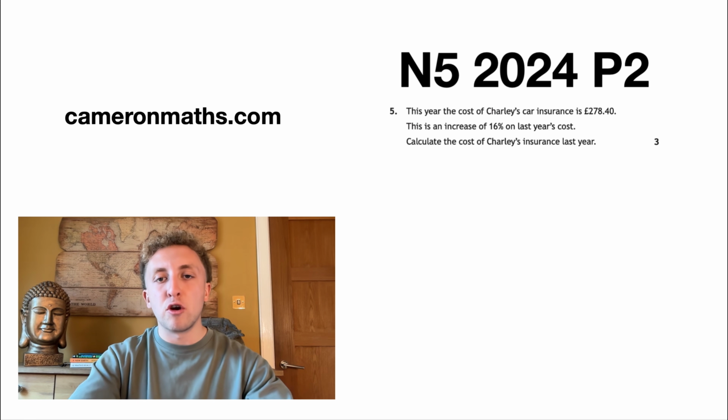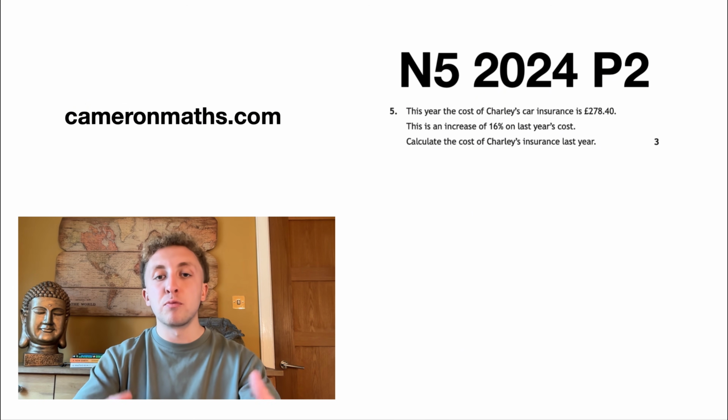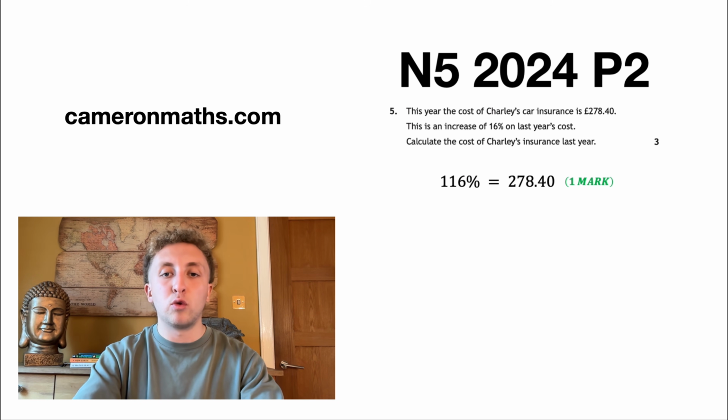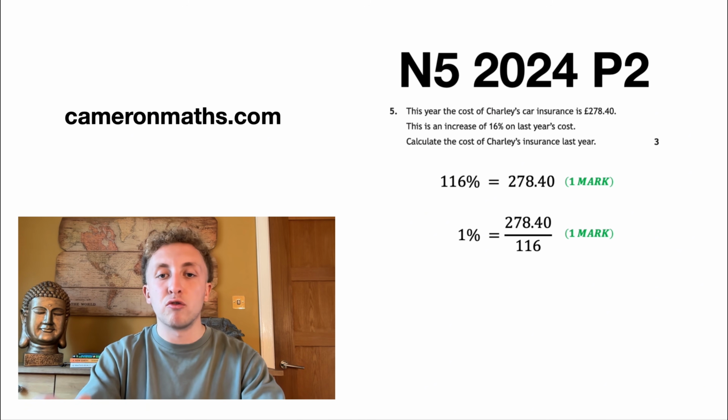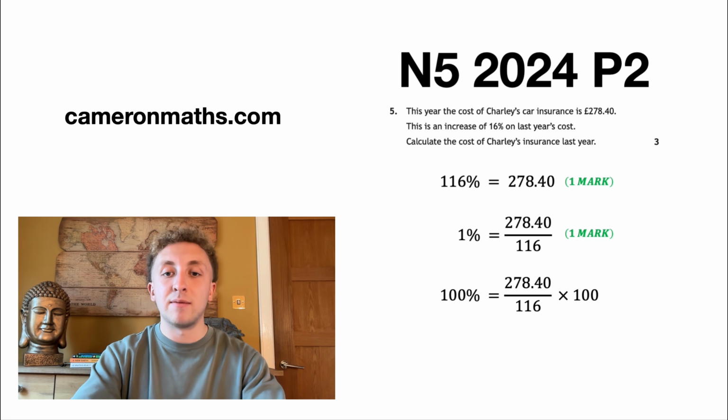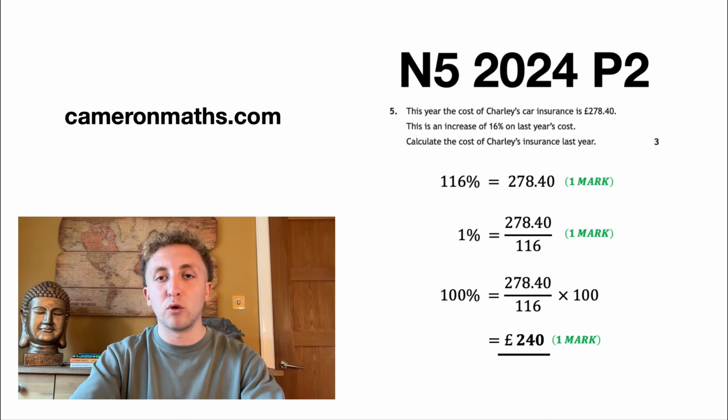In this question, we're told that Charlie's car insurance this year cost £278.40, and that's a 16% increase on last year's cost. They want us to work out last year's cost. Now, if 100% is last year's cost of insurance, then this year is 116%, so we can write 116% is equal to £278.40. Then we'll find out 1% so that we can find out 100%. To find 1%, we divide by 116, and then to find 100, we'll times that by 100, and we get £278.40 divided by 116 times 100 in the calculator comes to £240.